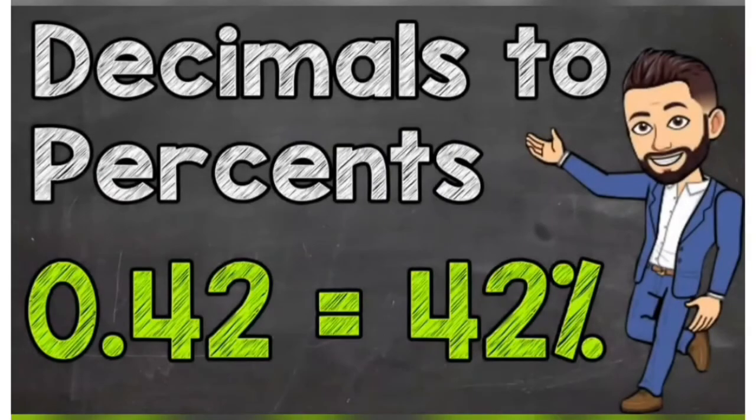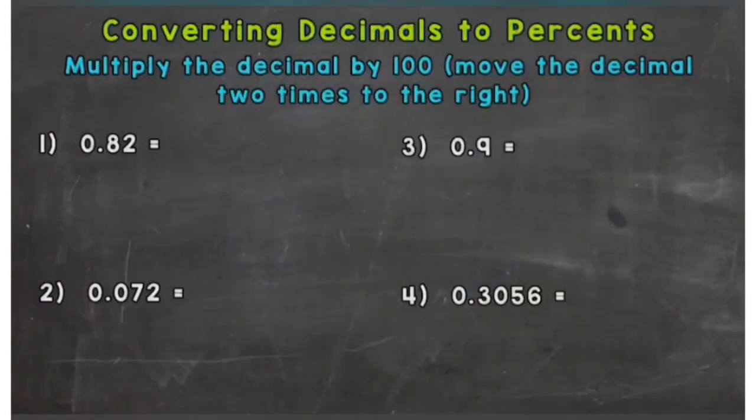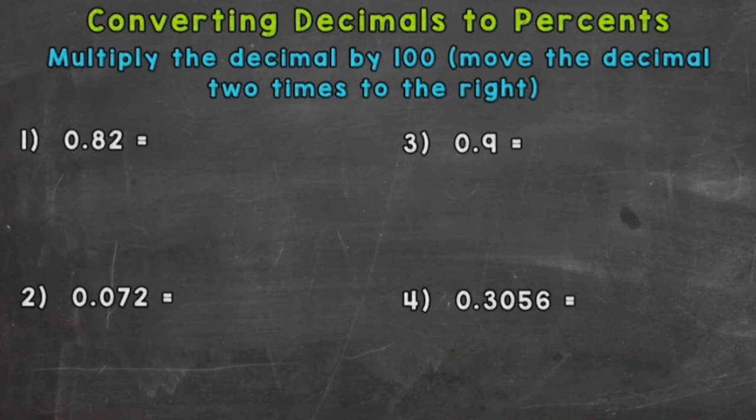Now let's look at converting decimals to percentage. The first question here is 0.82. We multiply by 100% to convert to percentage. And when we're doing this, we move the decimal point to the right by 2 places like this. When you do that, you get 82. So 82% is the answer.